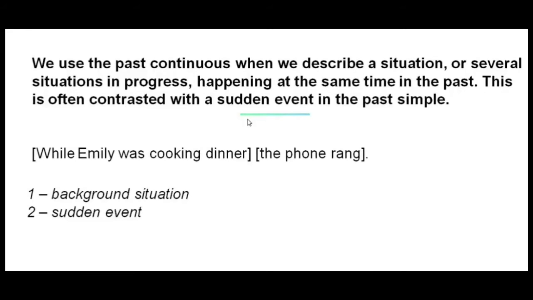And now, let's review and practice a bit. Remember that we use the past continuous when we describe a situation or several situations in progress happening at the same time in the past. Now, this is often contrasted with a sudden event in the past simple.